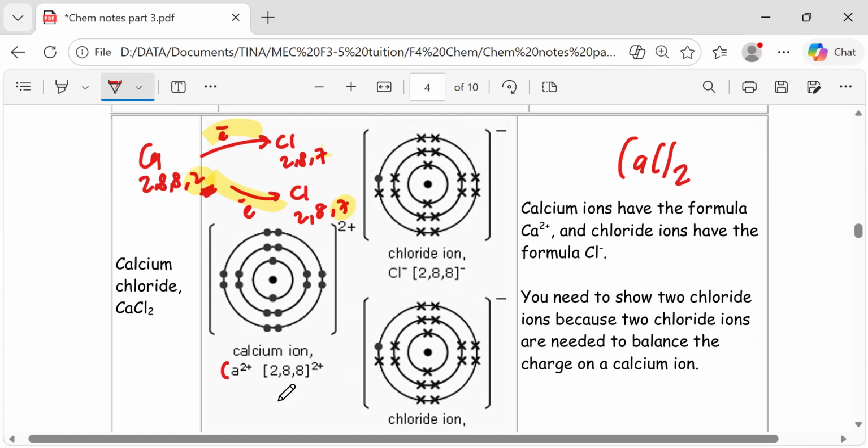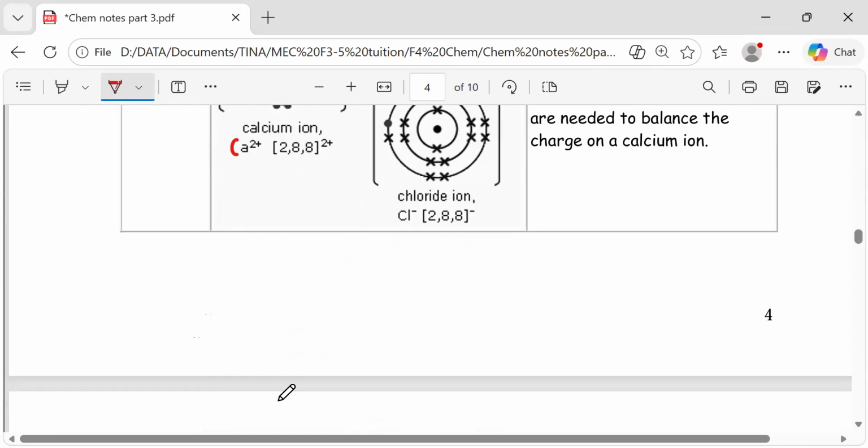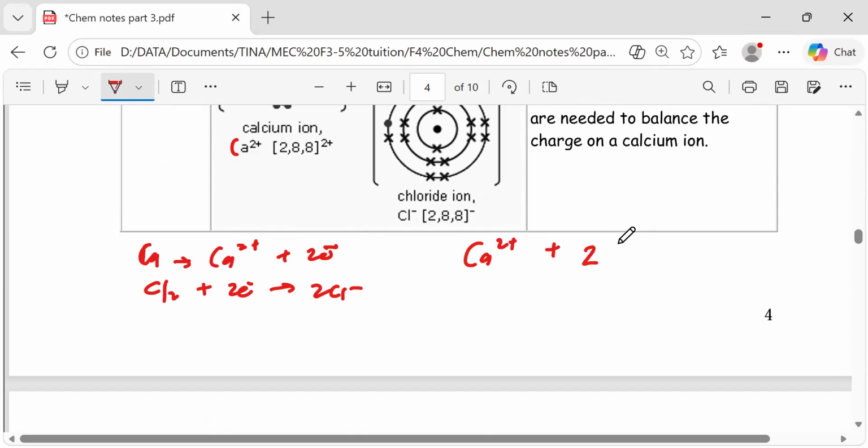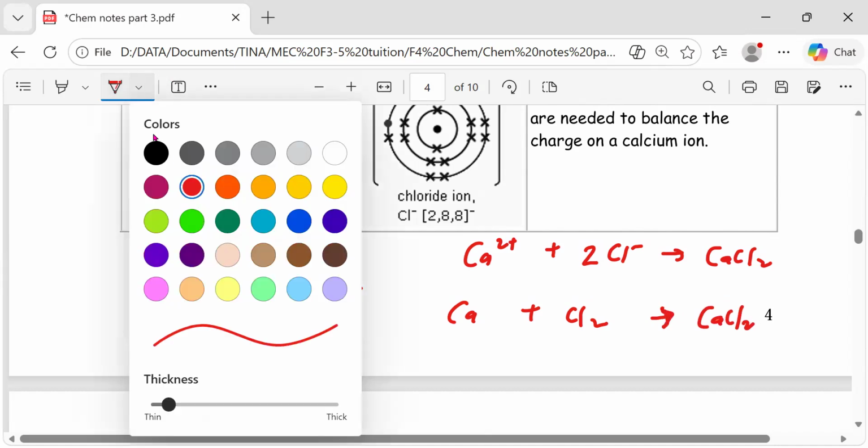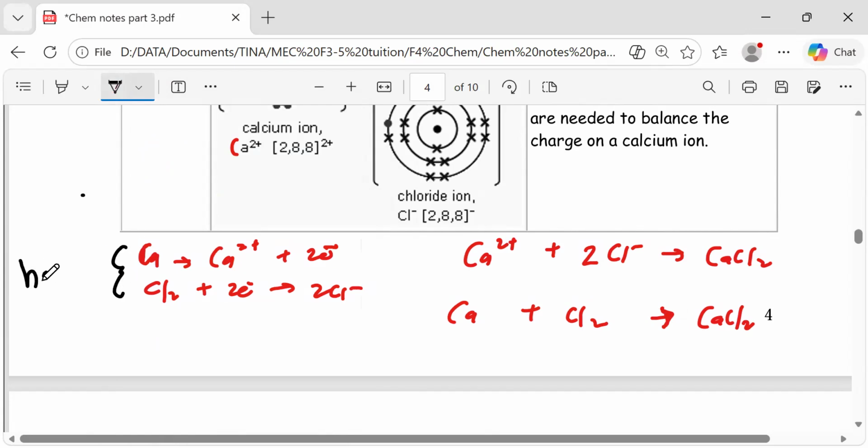Okay, half equation: calcium becomes Ca2+ plus 2e. Chlorine receives 2 electrons, becomes 2Cl-. Ionic equation: Ca2+ plus 2Cl- becomes CaCl2. Chemical equation: calcium plus chlorine becomes CaCl2. This is half equation. This is ionic. This is chemical.